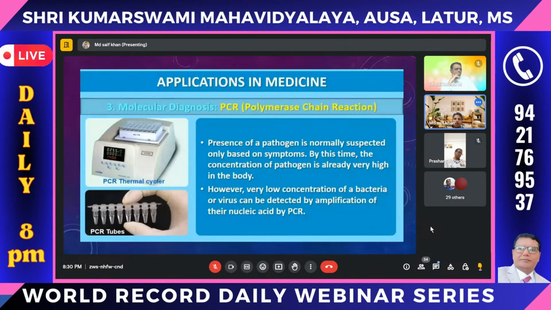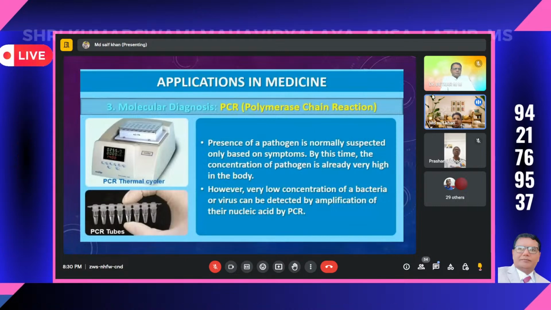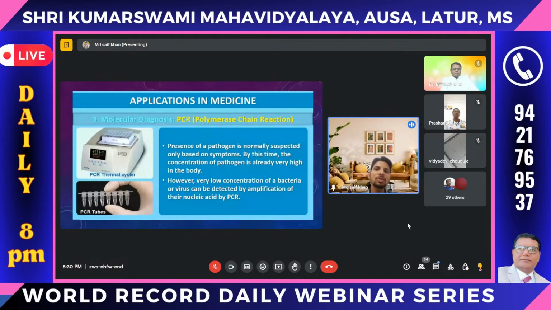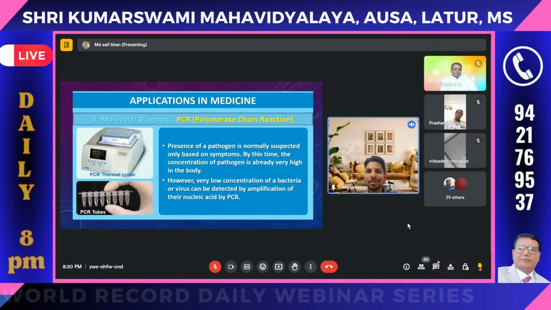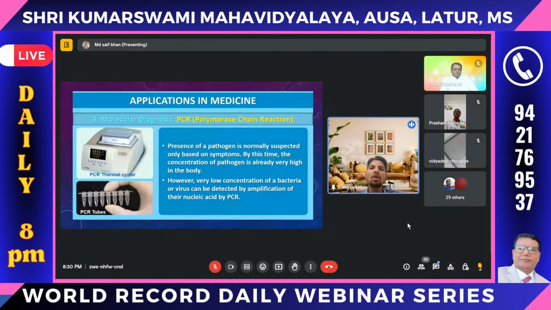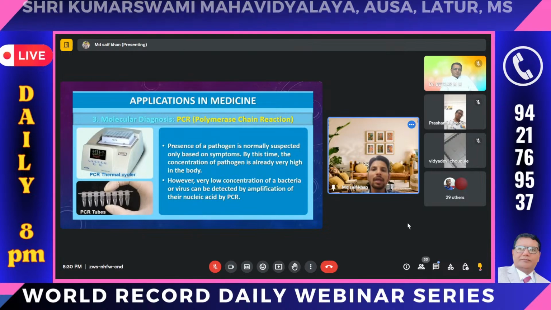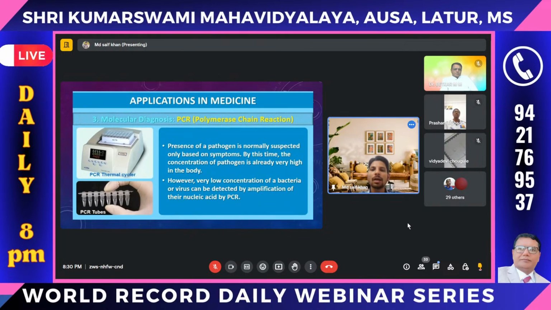What is PCR? PCR stands for polymerase chain reaction. What actually is the principle of PCR? The presence of a pathogen is normally suspected only based on symptoms, right? By this time the concentration of the pathogen is already very high in the body, right? However, a very low concentration of a bacteria or virus can be detected by the amplification of their nucleic acid by PCR. We can detect different types of RNA sequences by the PCR method, right?